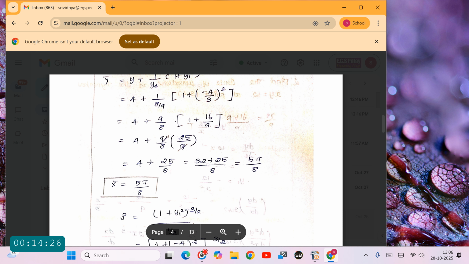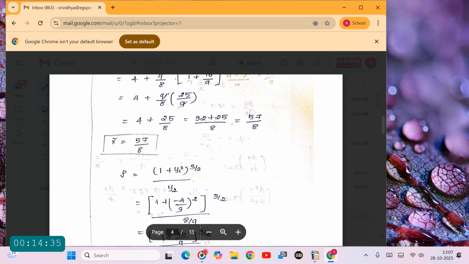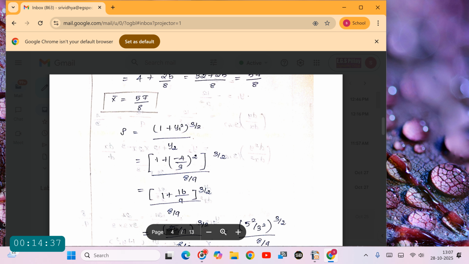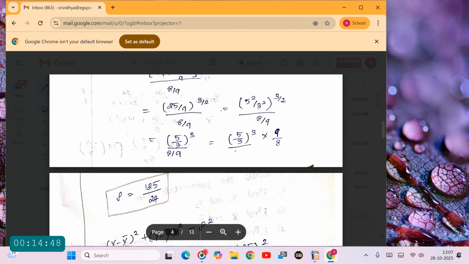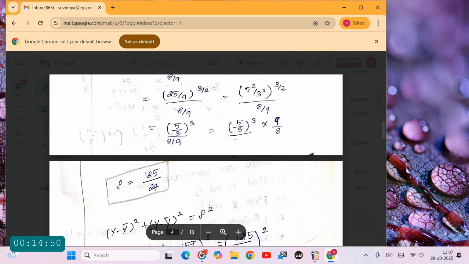So what are the requirements for the circle of curvature? Y1, that is dy by dx, y2, d square y by dx square, x bar comma y bar, as well as the last step, which is to find the radius of curvature by using the formula 1 plus y1 square whole power 3 by 2 by y2. Applying the y1 and y2 values, we simplify to get the radius of curvature value as 125 by 24.